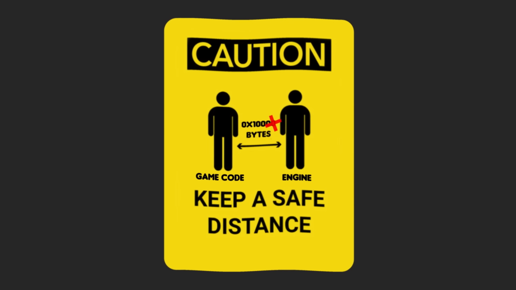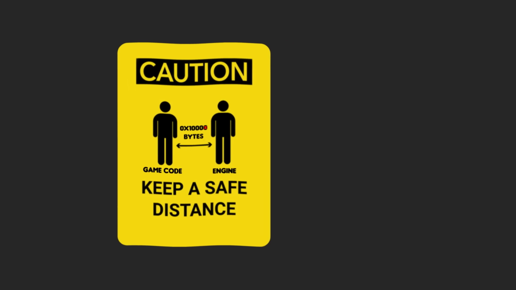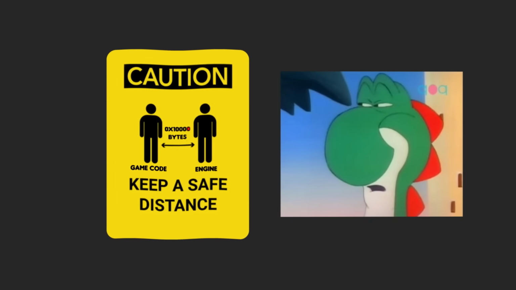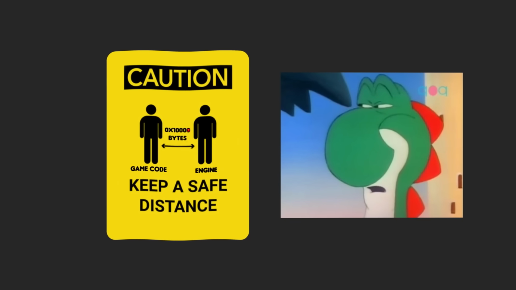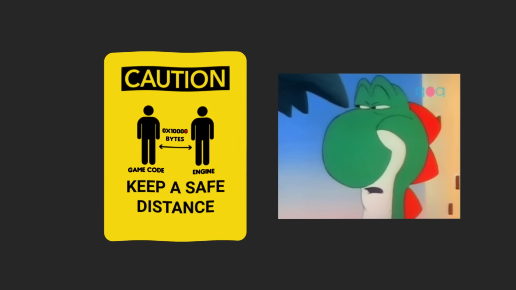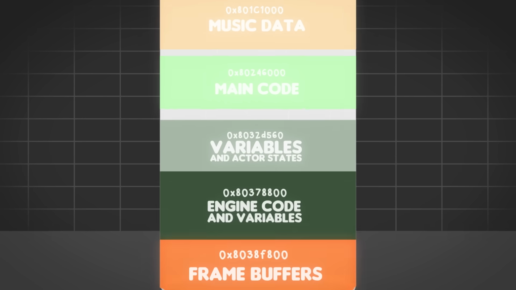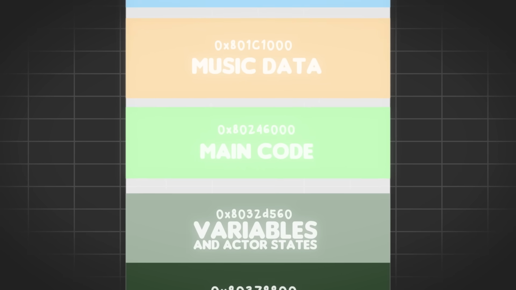Or maybe they picked a big offset because below the engine section is all the main code and its variables, and they likely wanted to be able to add a lot of code before running out of memory in that section. Which actually leads us to our next topic, the main game code and variables.